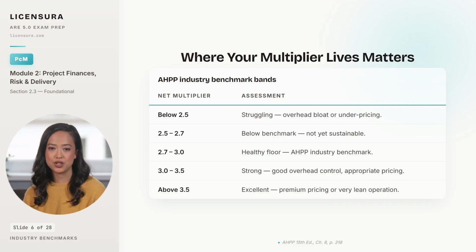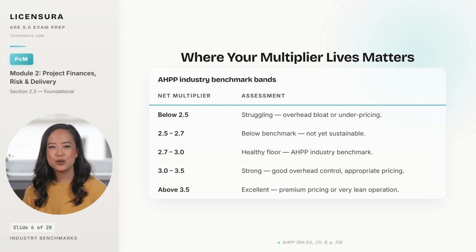AHPP publishes industry benchmark bands, and your firm's number lands in one of 5 places. Below 2.5, the firm is structurally struggling. Either overhead has gotten away from leadership, or fees are being underquoted in the proposal stage. Between 2.5 and 2.7, the firm is below the AHPP benchmark and is not yet sustainable on its own. The principal is usually subsidizing the difference with unpaid time or personal capital. Between 2.7 and 3.0 is the healthy floor, the AHPP industry benchmark, where overhead is under control and pricing matches the work.